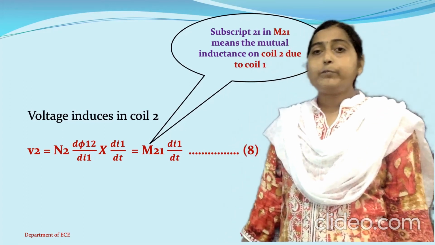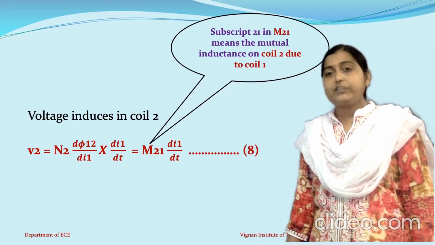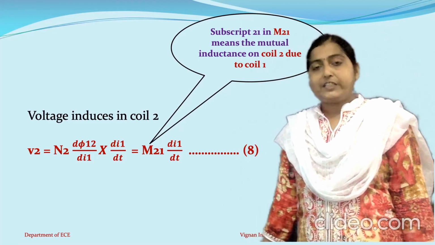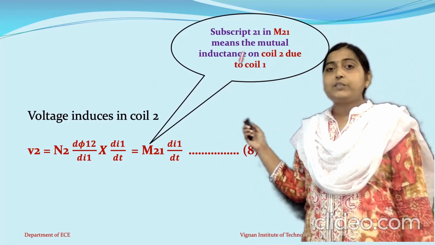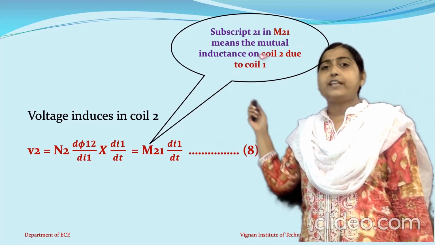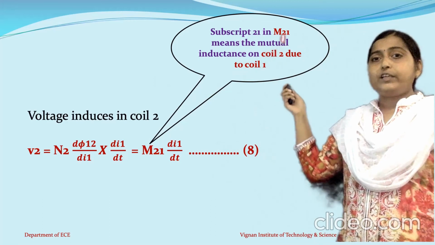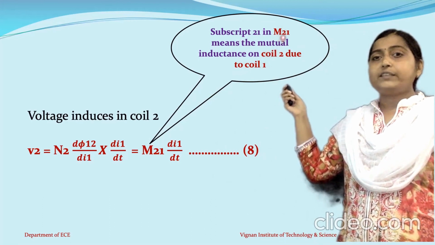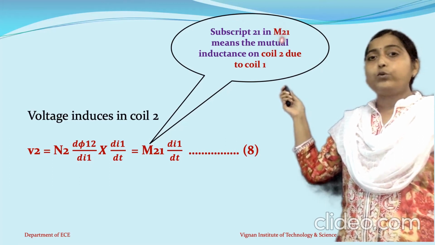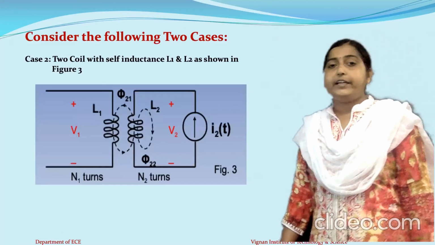So always remember that the mutual inductance is caused in the circuit because of the flux which is being induced on the second coil with respect to the first coil. That is why we are using a subscript here as M21. M stands for mutual inductance, and 21 represents the mutual inductance on coil 2 due to coil 1, right? So this we call a mutual inductance.